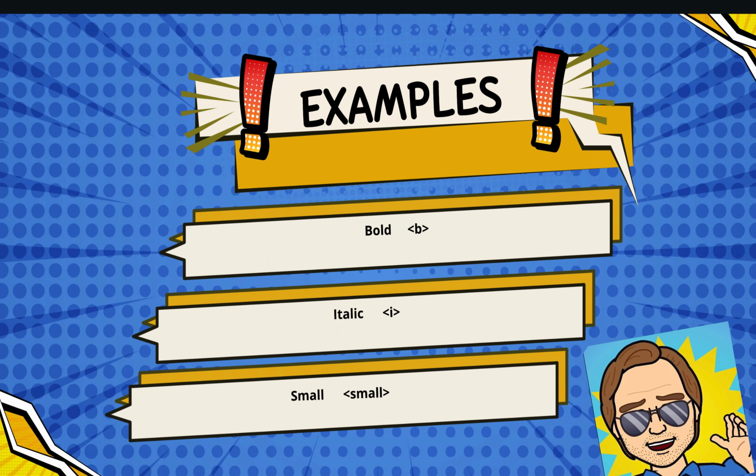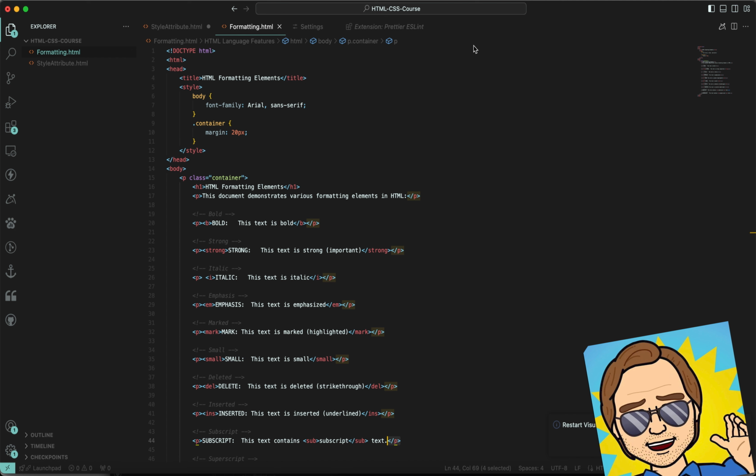Some of the examples include the bold tag, italic tag, and small tag. By the names, we can understand what kind of emphasis they bring to the HTML document. So these are semantic tags, and we are going to go through them one by one. Now let's hop on to coding.